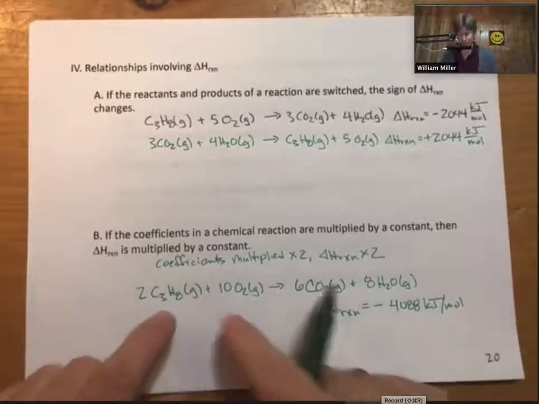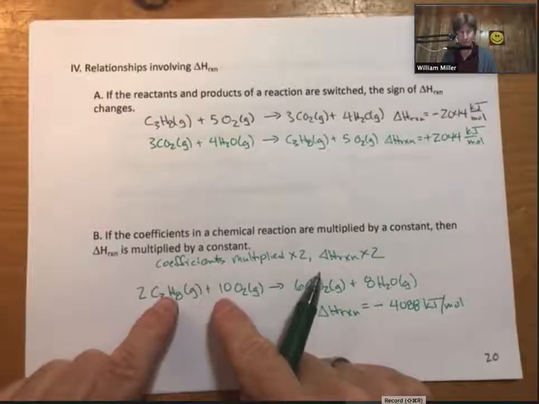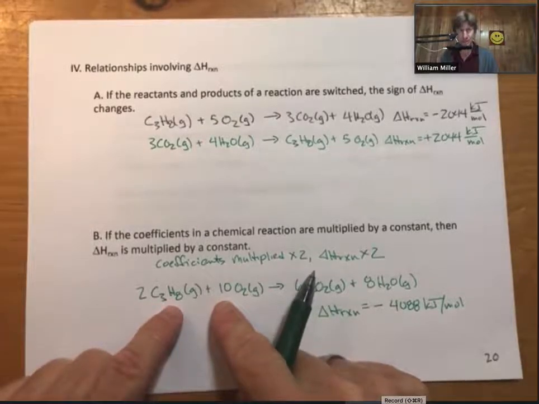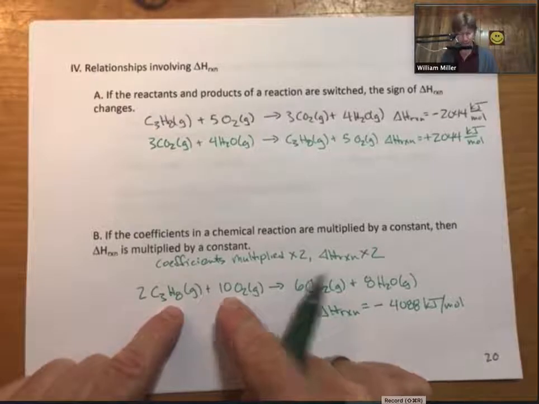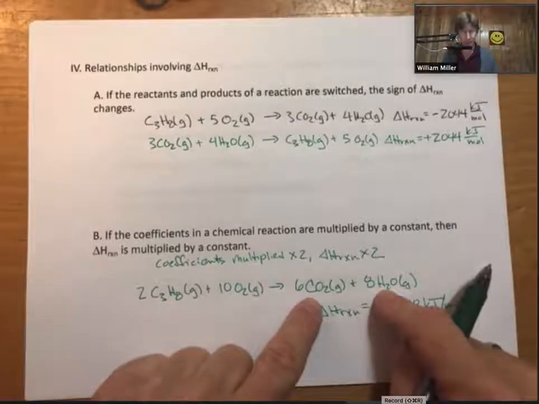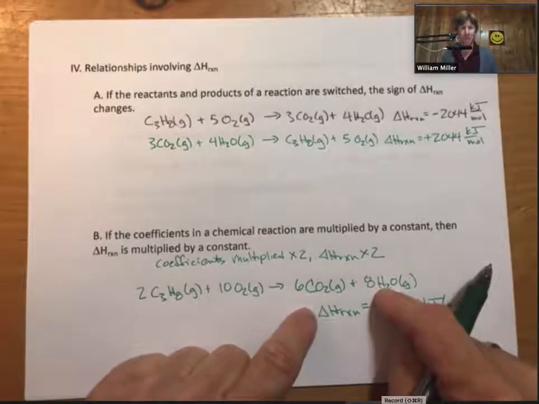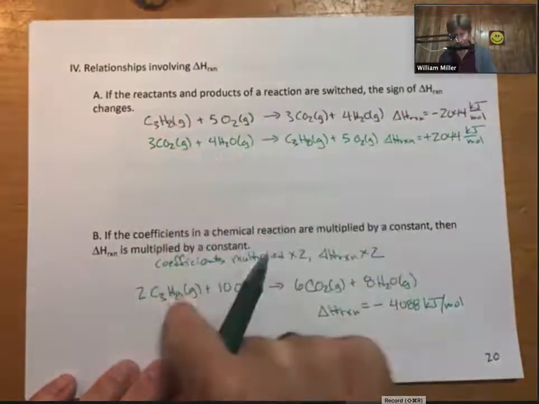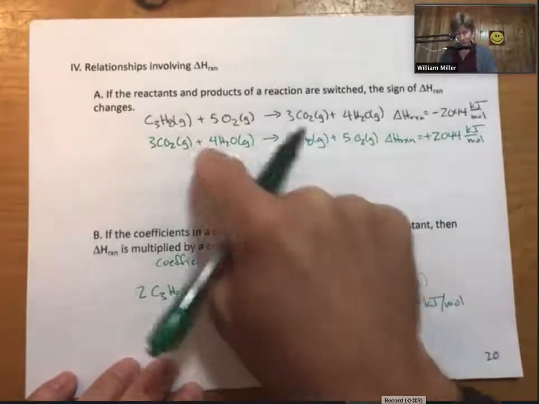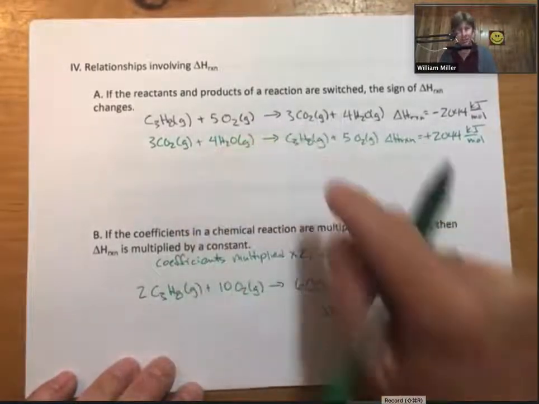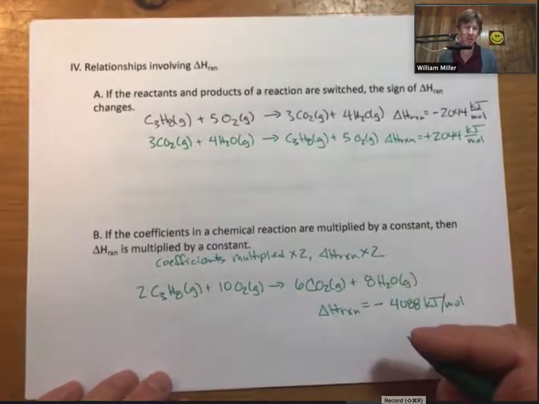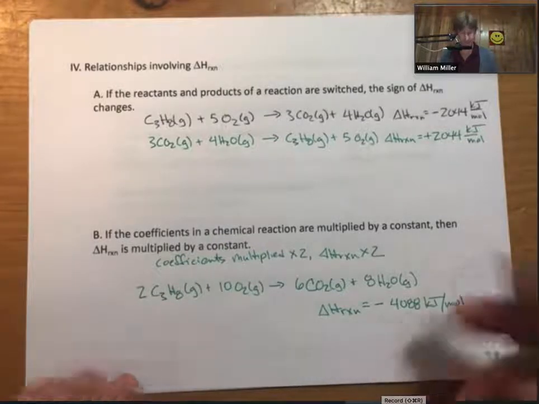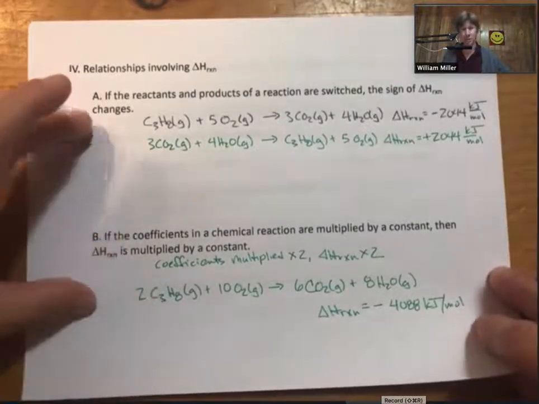In the same way, if we have twice as much reactants, twice as large an amount, going to twice as large an amount of products, then we should expect to get twice as much energy released. In addition, each reaction with its own set of coefficients, its own reactants and products, has its own delta H value. So please be aware of that as well. Okay, so those are the two relationships we need.